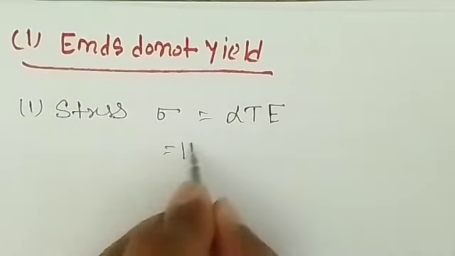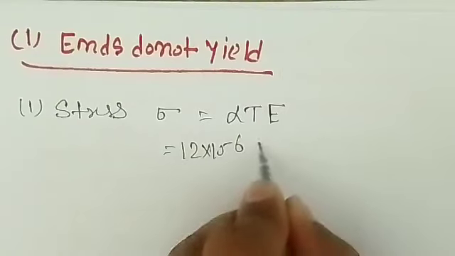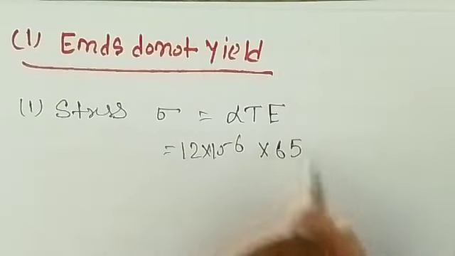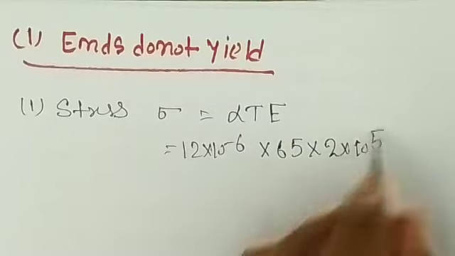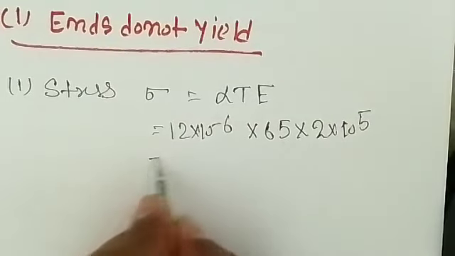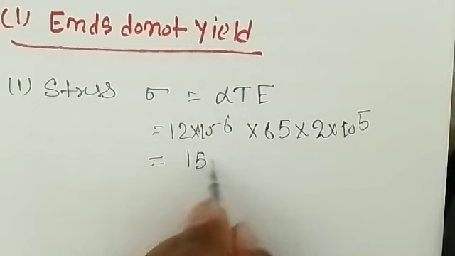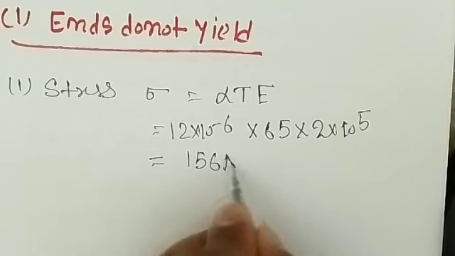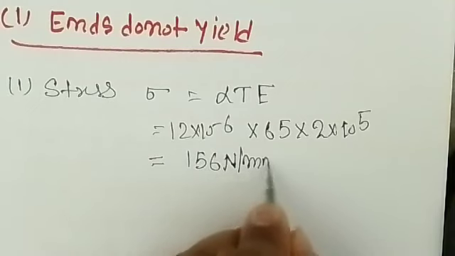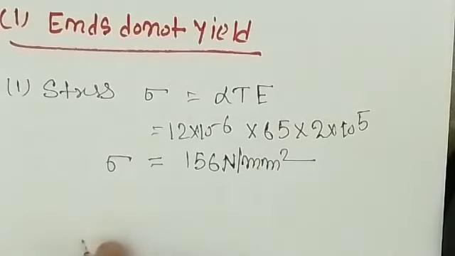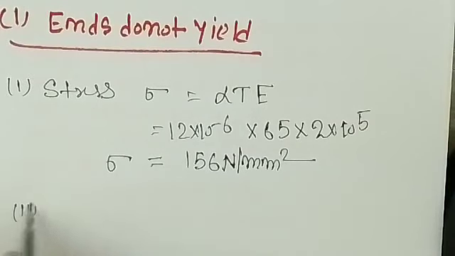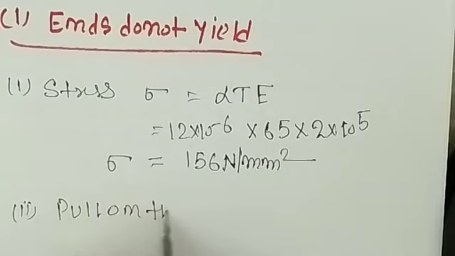So alpha is 12 into 10 to the power of minus 6, into the temperature change 65, and Young's modulus is 2 into 10 to the power of 5 Newton per mm². On calculation you'll get the value 156 Newton per mm². That is the stress you calculated. Next you have to find the pull on the rod.